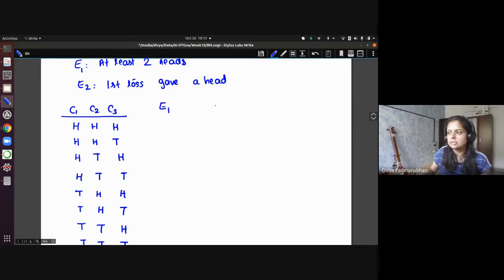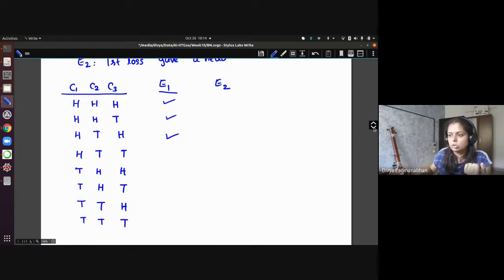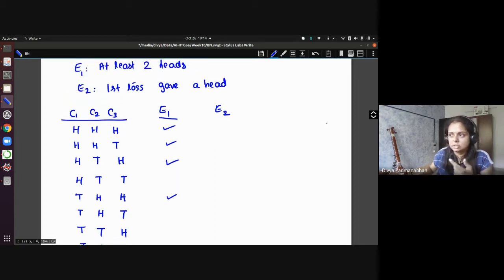Let's write E1 and E2. I'll put a tick wherever each of these applies. Where does E1 apply? That's at least two heads, right? This qualifies, this qualifies, this qualifies, and this one too. And E2 is the first toss gave a head, so that's basically all of these.